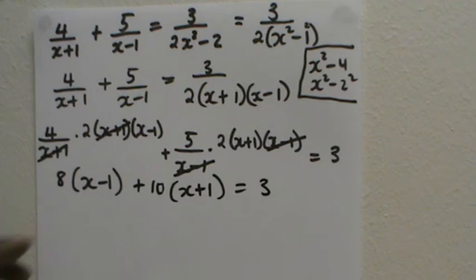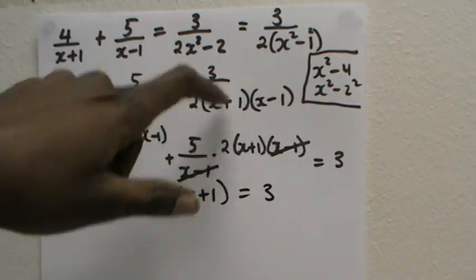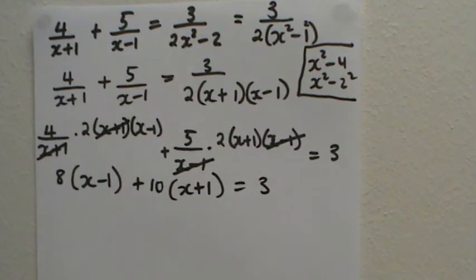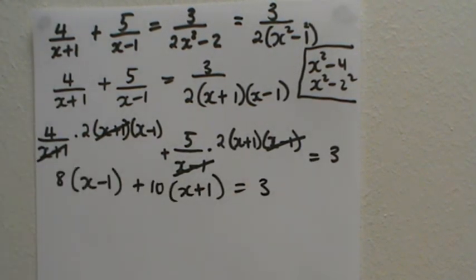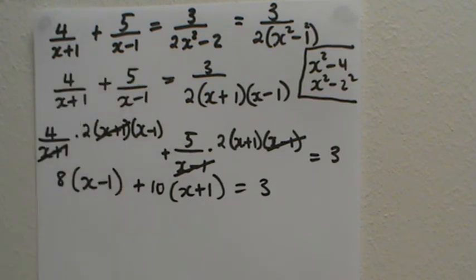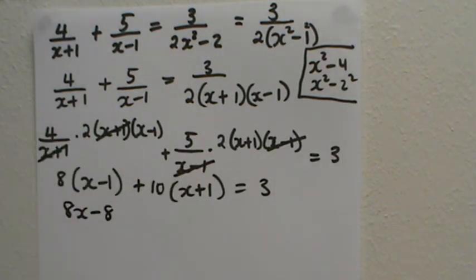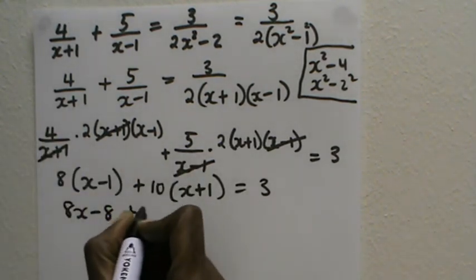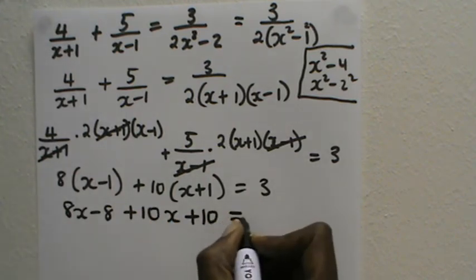So again, I didn't write it, but you will see if I multiply 2(x plus 1)(x minus 1) here, the 2 will cancel, the x plus 1 will cancel, the x minus 1, everything cancels, and the only thing left is the 3. So this is now a linear equation. Just multiply out the brackets, collect any like terms I have, simplify, make x the subject, I'm done. So this is 8x minus 8. Remember, the 8 should multiply everything inside the brackets, plus 10x plus 10. Okay, this is equal to 3.